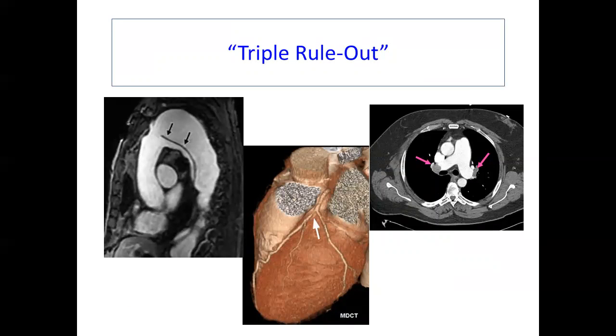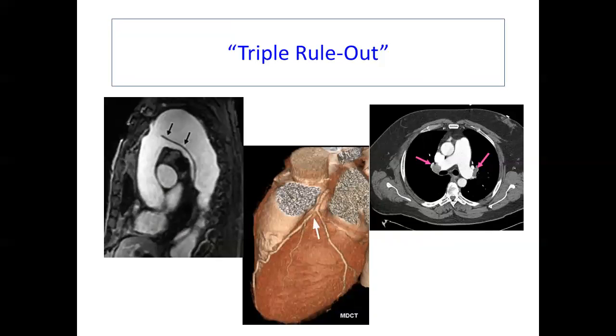We can do this. I don't really like doing the triple rule out because it just feels stupid. Like you can't make up your mind, is it ACS or PE or dissection? But it can be done. So double rule out is really easy to do. When you're looking at coronary and aorta, the contrast is on the same side. All you do is increase your window. Normally you're taking just this much. You just go up to the arch and you got your double rule out.